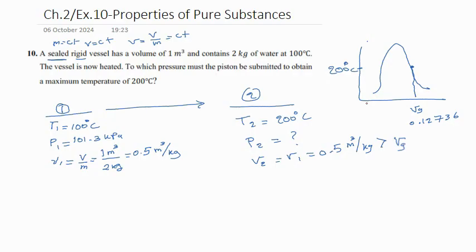So the first property is the temperature, so we are at 200 degrees Celsius, and the second property shows that we are on the right hand side of the dome, so we are somewhere here. That means we are in the superheated region. So this means we need to go to table B13.